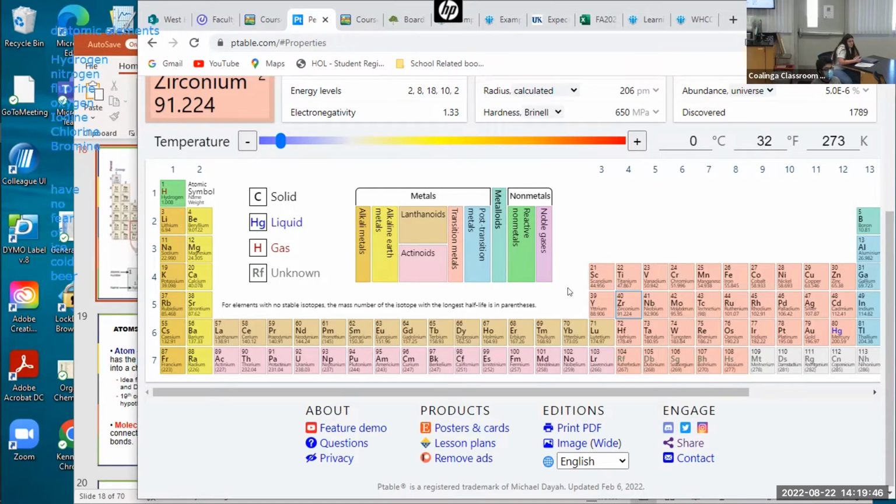So we want to keep that in mind when we start talking about electron configuration, which will happen, unfortunately, at the end of the semester.